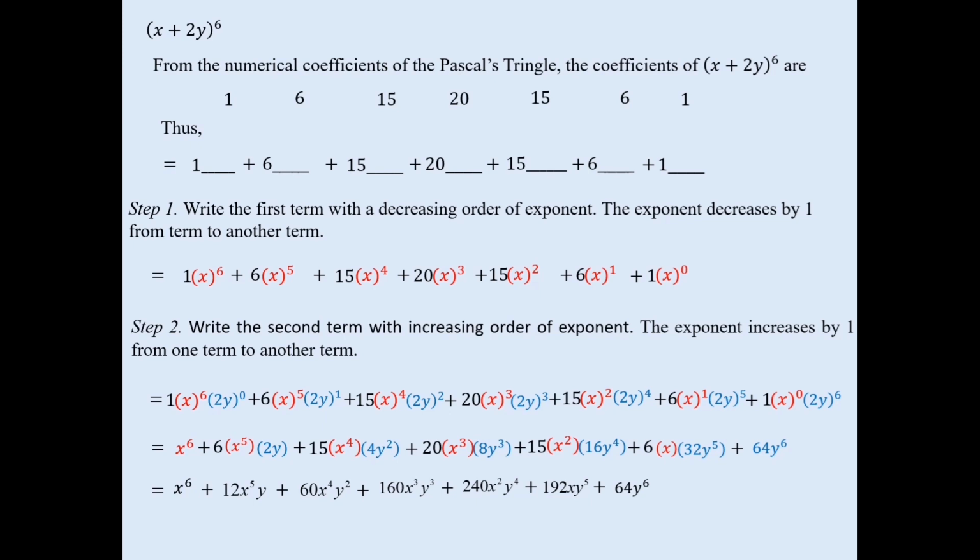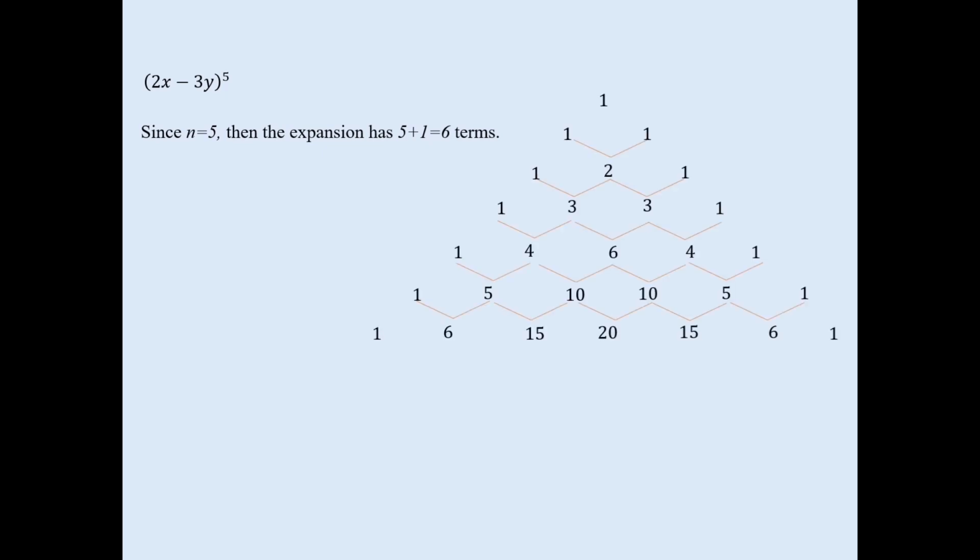Alam ko nalilito kayo, so let's have another example. 2x minus 3y raised to the power of 5. We will expand this one. Since your n is equal to 5, then you have 6 terms. So from the Pascal's triangle, hahanapin natin dito saan yung merong 6 terms. And it's located here. Meron tayong 1, 5, 10, 10, 5, 1.